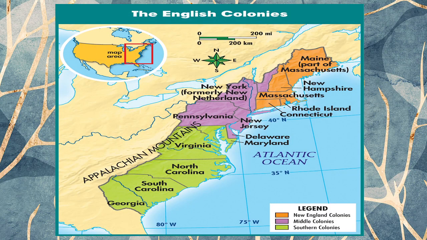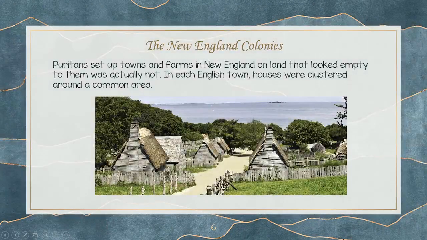Now here's a map that gives you an idea of where the colonies were located. As you can use your legend to see, in the green area, you have the southern colonies like Georgia, South Carolina, North Carolina, and Virginia. In the middle colonies, you have Pennsylvania, Delaware, Maryland, New Jersey, and New York, which was formerly known as New Netherland. And finally, in the orange area, we have the New England colonies: Connecticut, Rhode Island, Massachusetts, New Hampshire, and Maine, which was also part of Massachusetts.